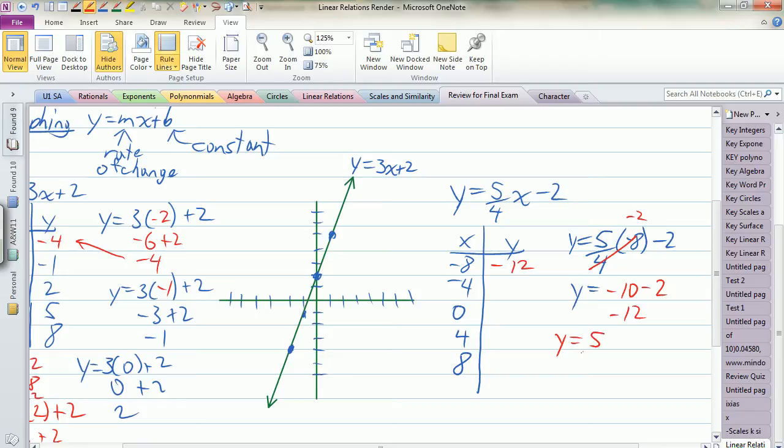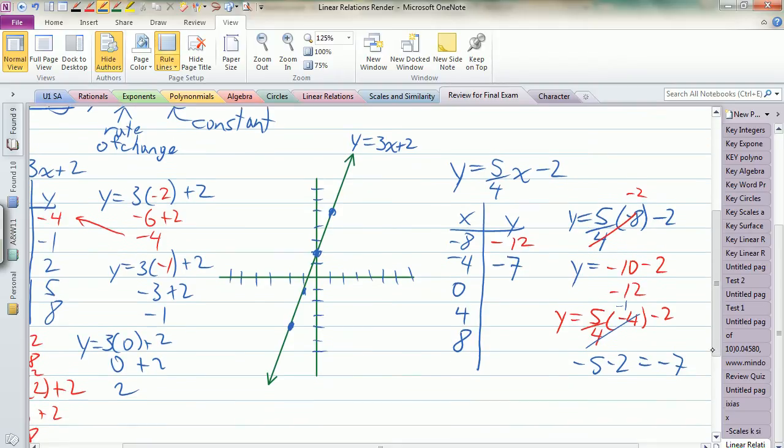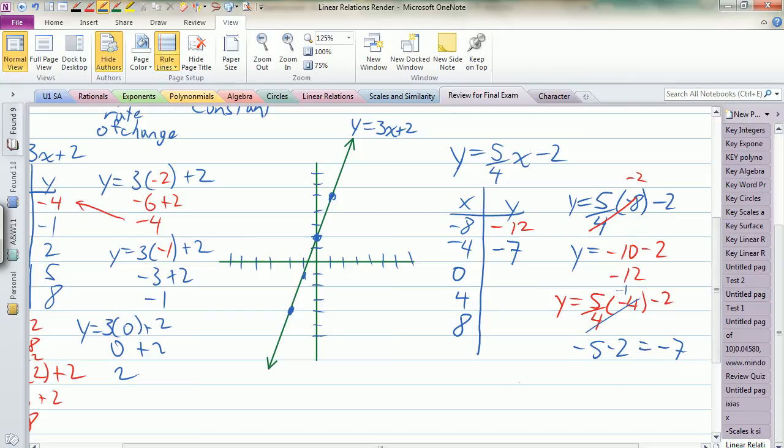Y equals 5/4 times -4 minus 2. Don't forget to cancel first. -1. So y equals -5 minus 2, which equals -7. Goes right there. Then we substitute in 0, which is another easy piece of math. Okay, so this becomes 0 minus 2, which is -2.